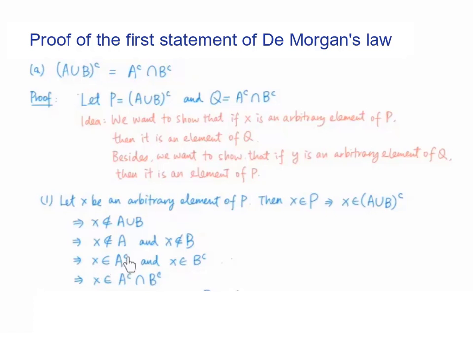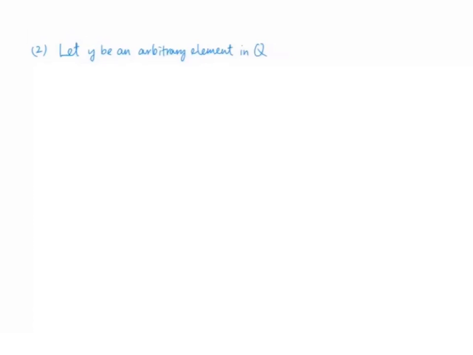Since X belongs to the complement of A and the complement of B, that means X also belongs to the set which is formed by the intersection of the complement of A and the complement of B. Then it is actually the set Q. Therefore, we successfully show that X is also an element of Q, and it means that the set P is a subset of Q because every element in P is also an element of Q.